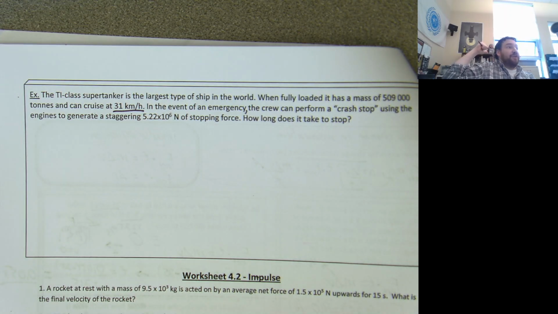If that's how you stopped a car, what would happen to the transmission? It would probably explode out the bottom of your car. In a car, we use brakes. Boats don't have brakes. In a boat, you've got to put the engine in reverse.